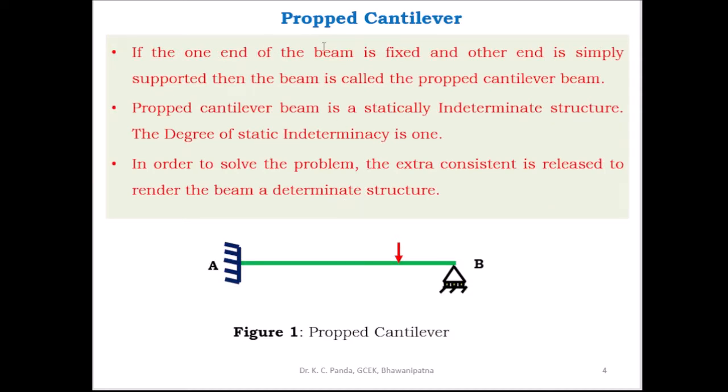Then coming to what is propped cantilever. We know that a cantilever is a beam with one of its ends fixed and the other end free. It is a determinate structure. Therefore, we can easily calculate the bending moment and shear force in a cantilever beam. However, when the free end of the cantilever is supported by a prop, this type of beam is called the propped cantilever beam.